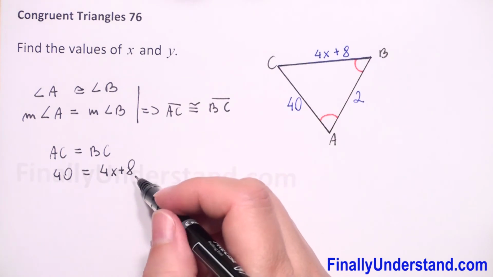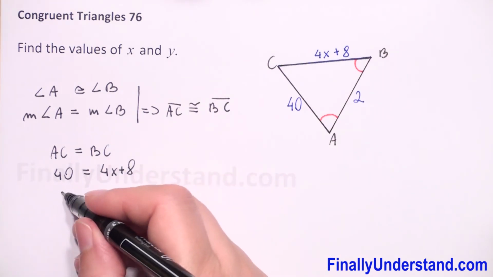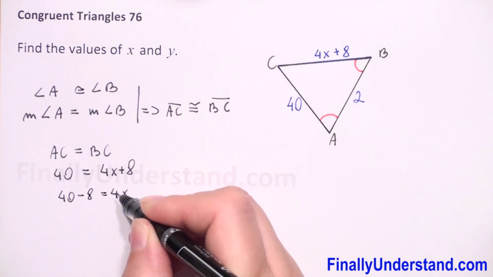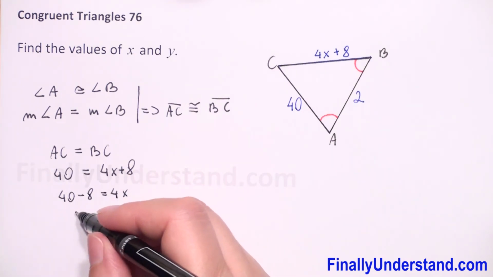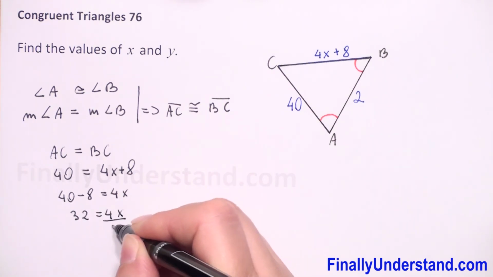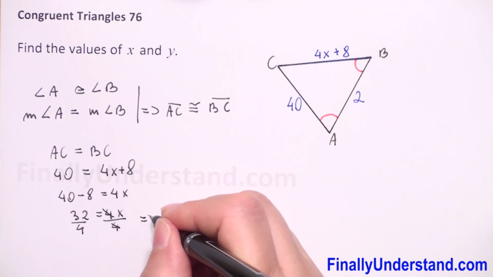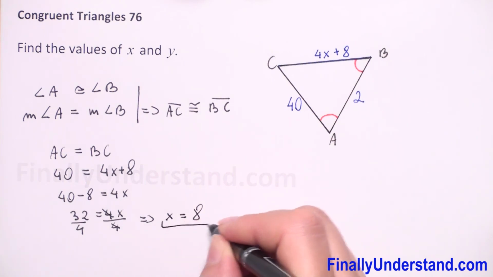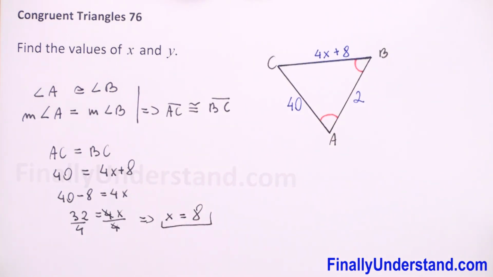So now I move 8 to the left side, so we have 40 minus 8 is equal to 4x. 40 minus 8 is 32, which is equal to 4x. Now we will divide by 4 on both sides. So 4 and 4 will reduce, and we have that x is equal to 8. We found the value of x. This is my solution.